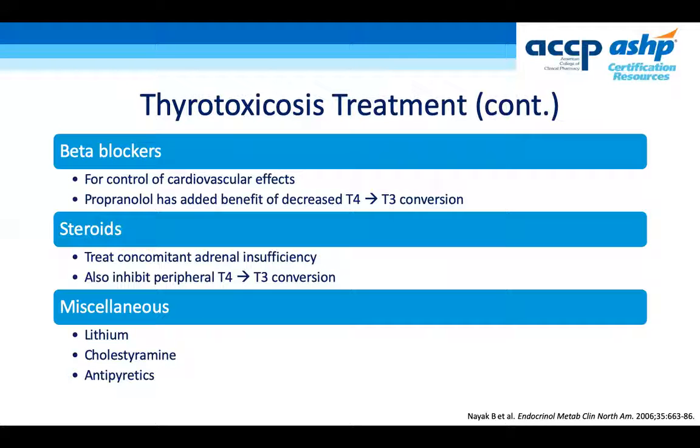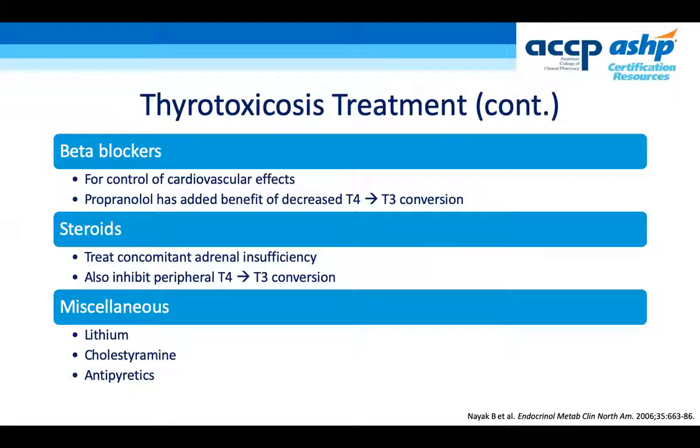Obviously, if they're looking a little bit more shocky, you're probably going to choose something IV as opposed to PO, and something short acting as opposed to long acting. And so because of that, esmolol may be a great use if the patient's vital signs are a little bit less stable. That may be a good benefit in these patients. IV propranolol is helpful since it does have that added benefit of decreasing T4 to T3. So we tend to use that as well a good bit, but it really just depends on the patient's clinical status and what makes sense at that time, beta blocker wise, for consideration.